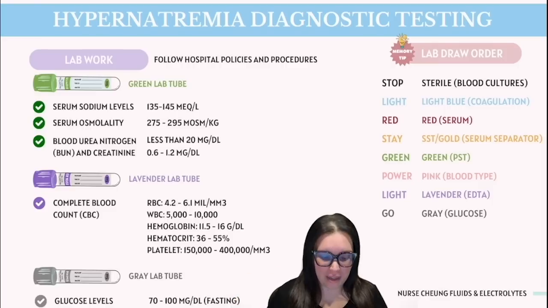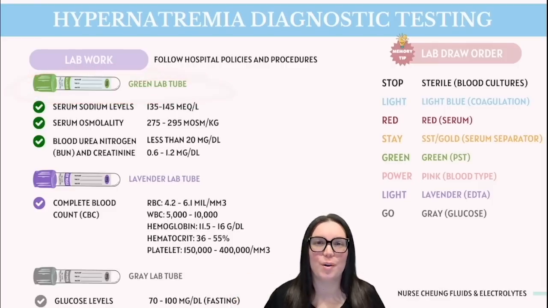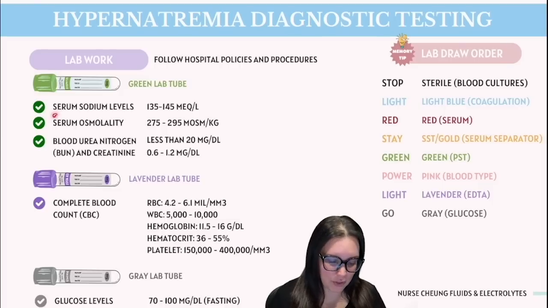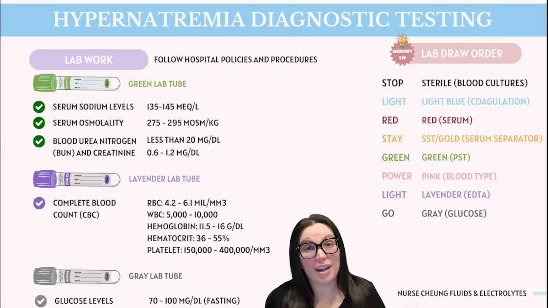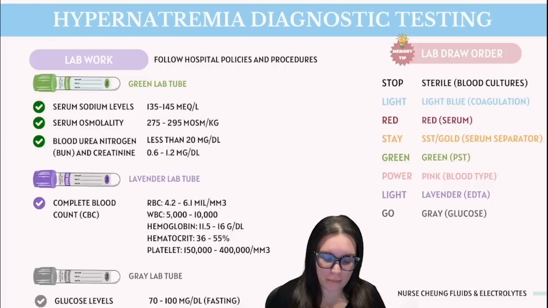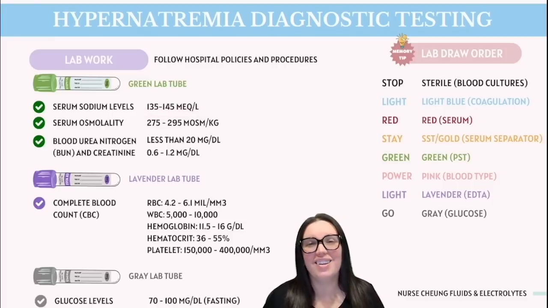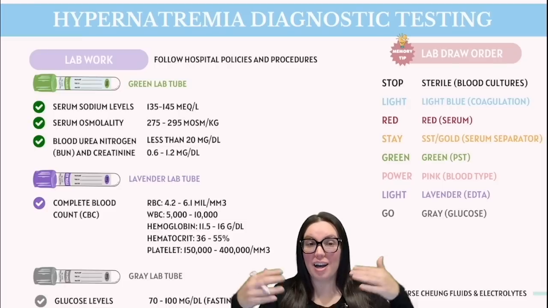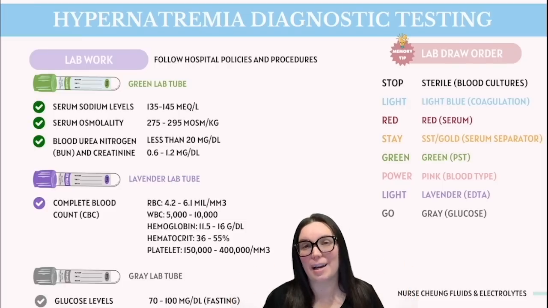First up, we're going to be looking at specific labs when it comes to our green tube. We're going to start with serum sodium levels because that's going to directly tell us how much sodium is floating around inside of our bloodstream. Like I mentioned before, a normal sodium level should be between 135 and 145. Anything above 145 means we're looking at hypernatremia.